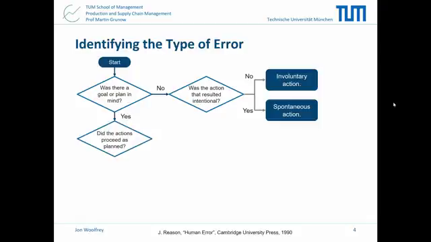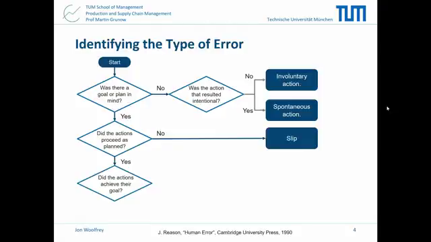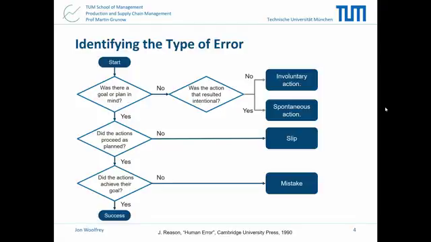So what if we have a goal in mind? We intend to do something, but then the actions don't proceed as planned. This is known as a slip. Then we have the situation where we have a goal in mind and we carry out the action as planned, but then the actions don't achieve the goal we originally intended. And this is known as a mistake. And if we have a goal in mind and everything proceeds as planned, then there's no problem.